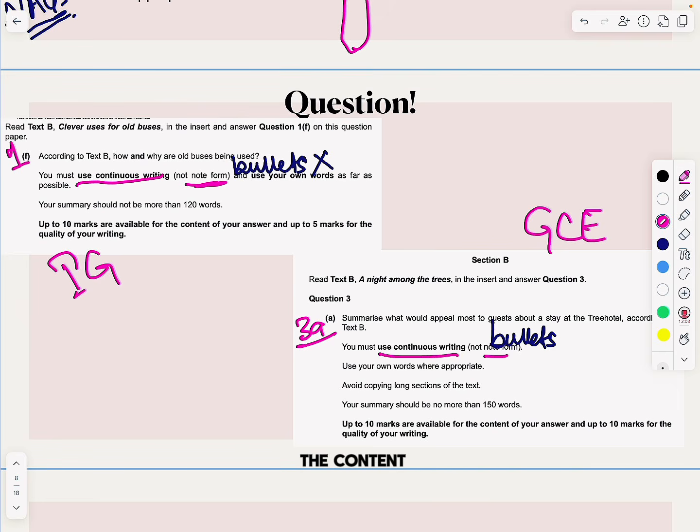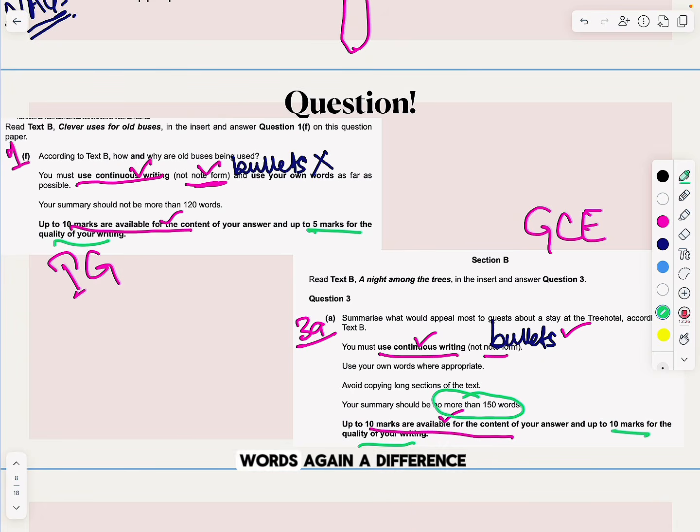10 marks for the content. 10 marks for the content. So this is another similarity that we have. Now we move over to differences. 5 marks for quality, 10 marks for quality. We already discussed it, so I'm not going to discuss it anymore. Summary should not be more than 150 words. Summary should not be more than 120 words. Again, a difference, so we have that as well. One more similarity that I just see, use your own words where appropriate. Use your own words as far as possible.